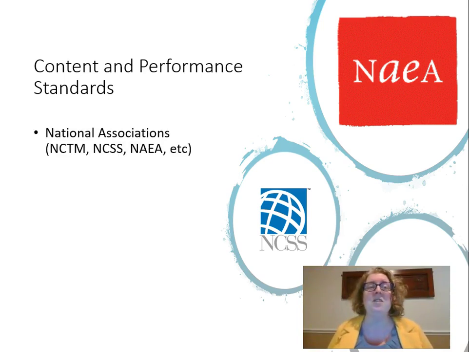So the standards came from a couple of different places. The first place was from national associations. So things like the National Council for Teachers of Mathematics, the National Council of Social Studies, the National Art Education Association, etc. So these associations include professors of education, professors of content, so science professors, also science education professors, also district curriculum specialists, and also teachers. So these are maybe really people practicing the discipline who are part of these national associations, part of these task force who are writing these standards.